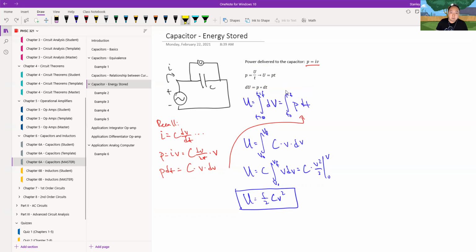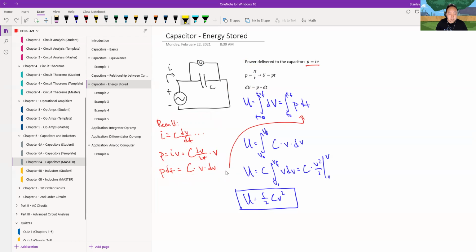From here, we can recall an equation from a different video: your current is equal to your capacitance times dV/dt. We know that power is equal to IV, so we plug this value into the current in the power equation, and you end up with C times dV/dt times V. Then swing the dt over to the other side, and you end up with this final equation: power times dt is equal to C times V times dV.